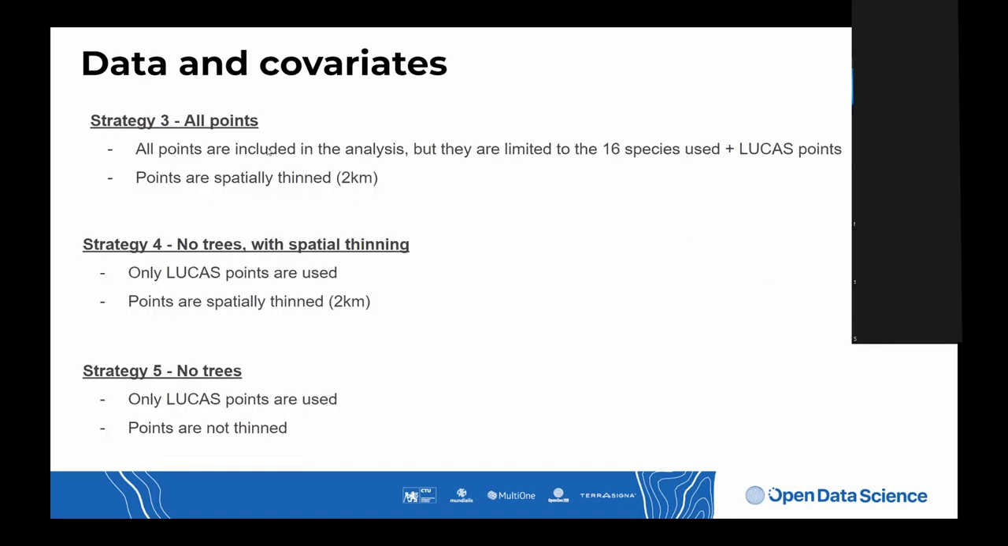Other less common strategies were to include all the points, but limited to only the species that we are trying to model, because we have more than 50 species in the dataset, but it's a huge amount of data, so we just limited the analysis to 16. In this case, instead, we used just the Lucas points, and no information on other tree species was included. And the difference between these two, as you can see, is the spatial thinning of the points, because most of them are spatially clustered. So this may also bias the model.